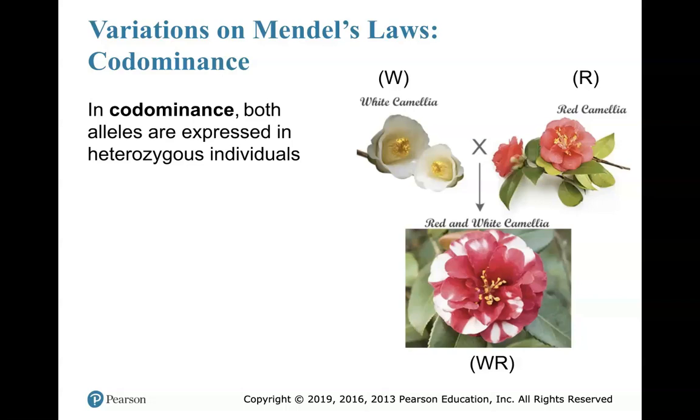A beautiful example of codominance in us is our blood type. If we're AB blood type, we're both A and B. Those are both expressed at the same time.